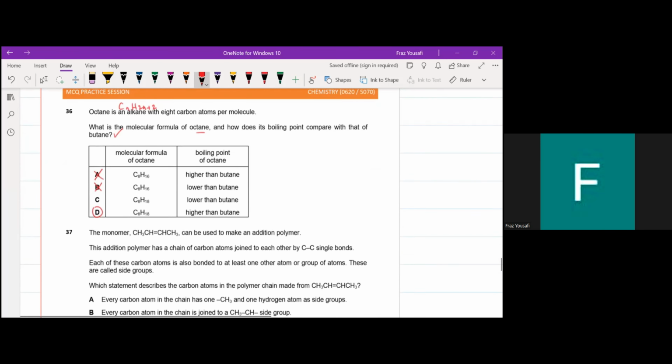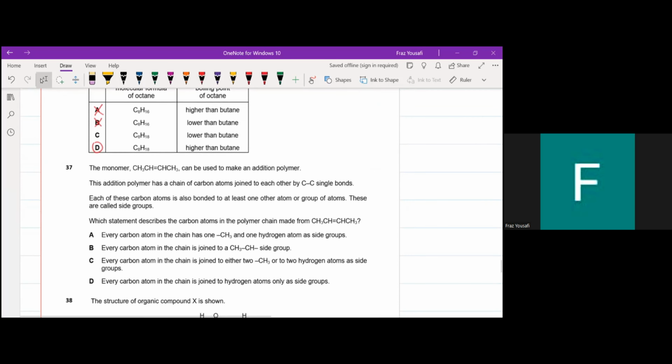All right, 37. The monomer given here is but-2-ene. It says it can be used to make an addition polymer. It says this addition polymer has a chain of carbon atoms joined to each other by carbon-carbon single bonds, right? Each of these carbon atoms is also bonded to at least one other atom or group of atoms. These are called side groups. So let's talk about what's happening.